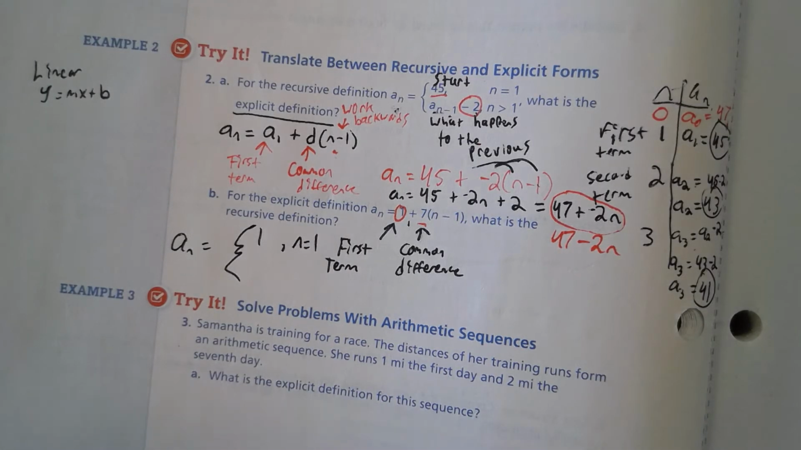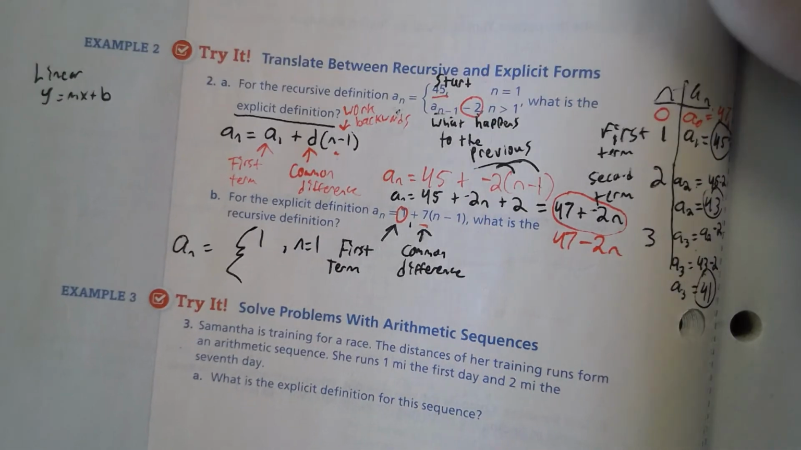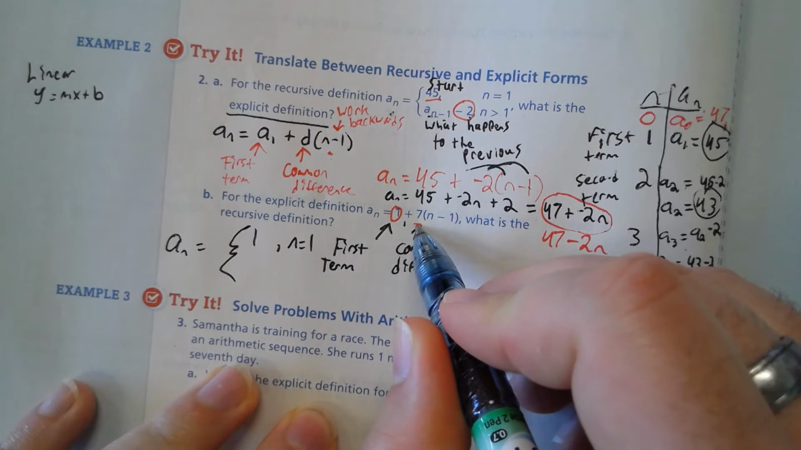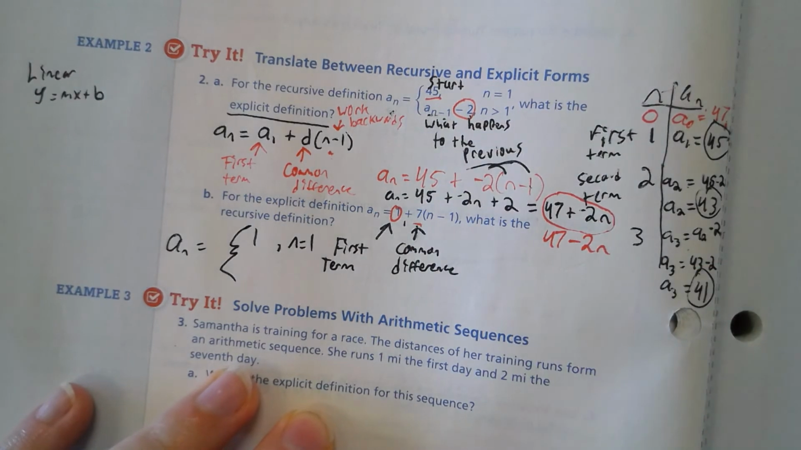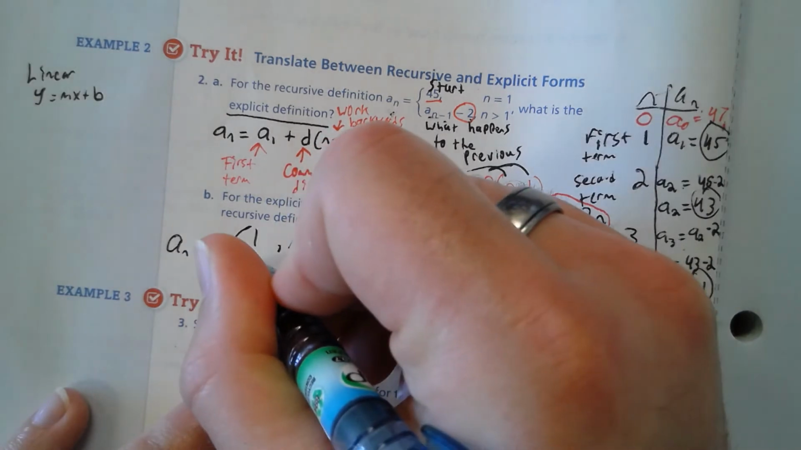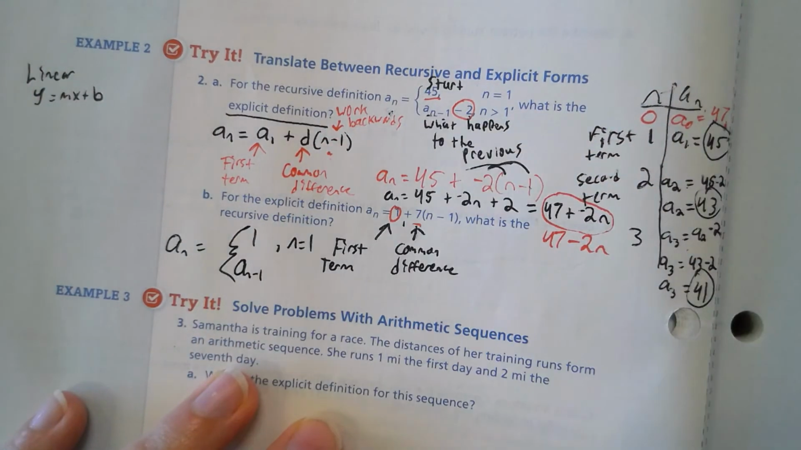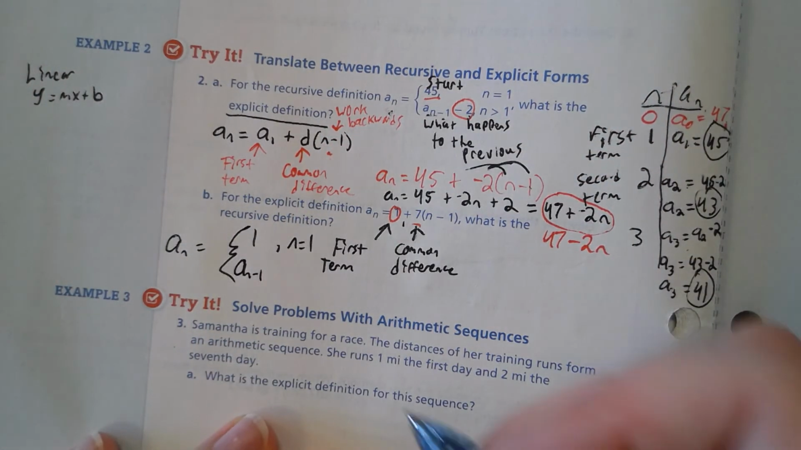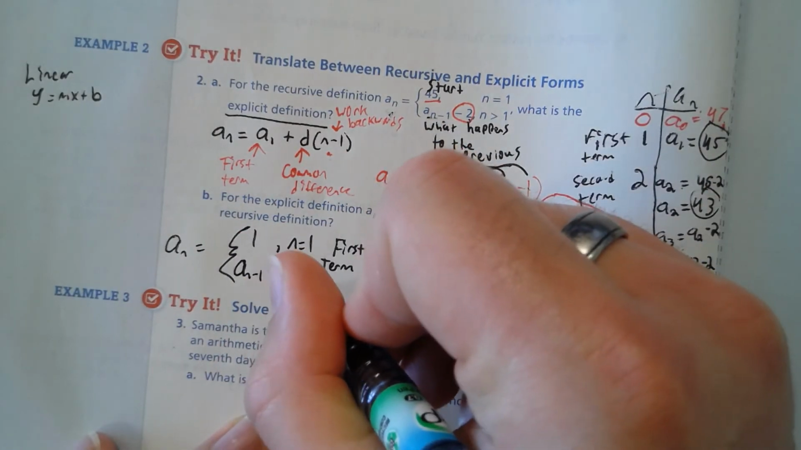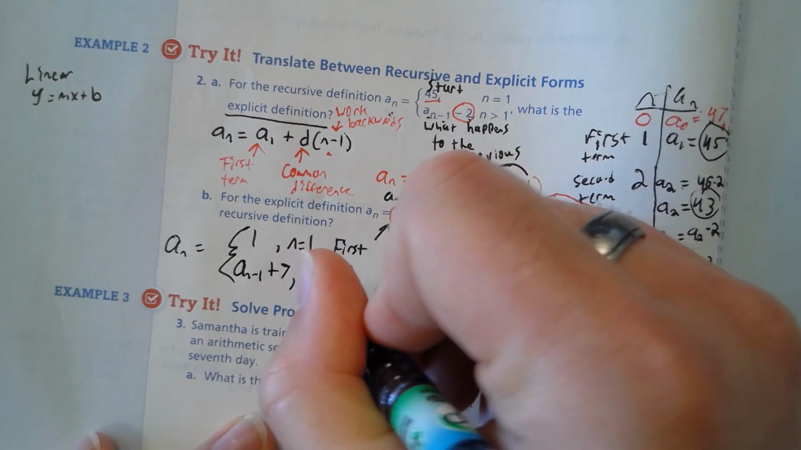And then what happens to the previous term to get the next term? Okay, so what's happening each time? If 7 is the common difference, and arithmetic sequences add the same thing each time, then we're just taking the previous term, which we represent with a sub n minus 1, and we just add 7 each time. And that's for all values of n greater than 1.